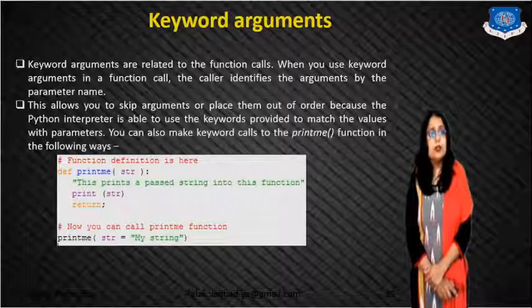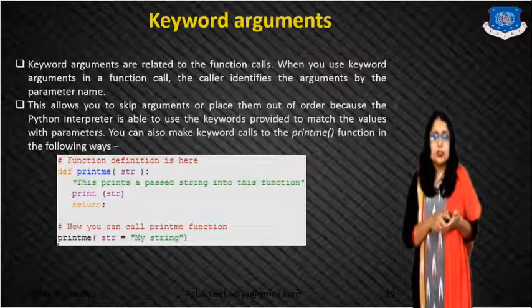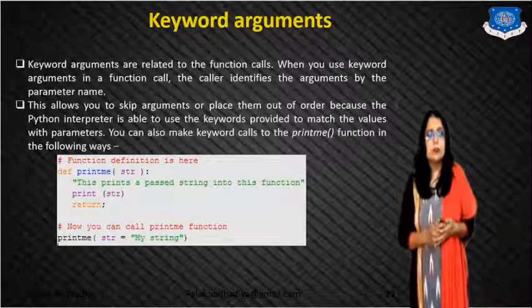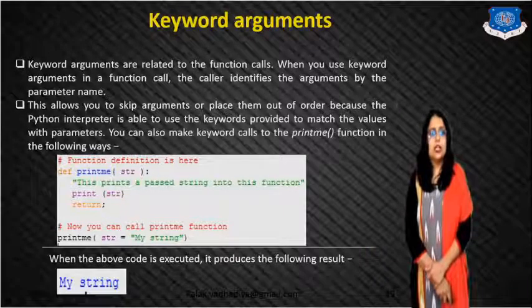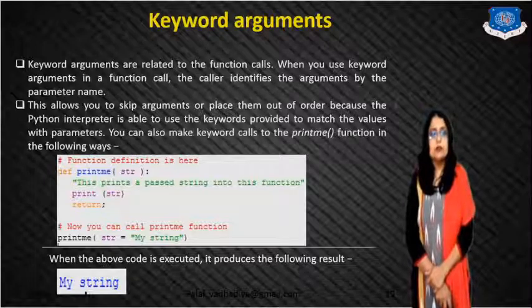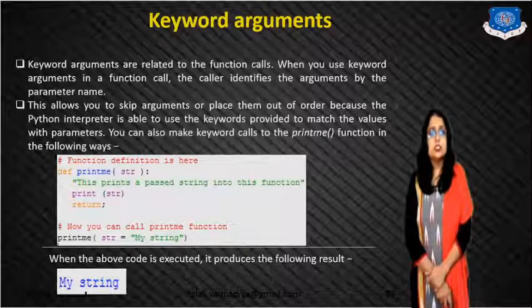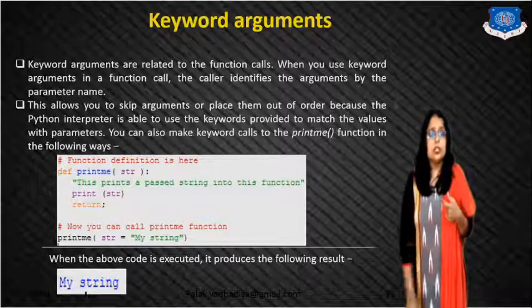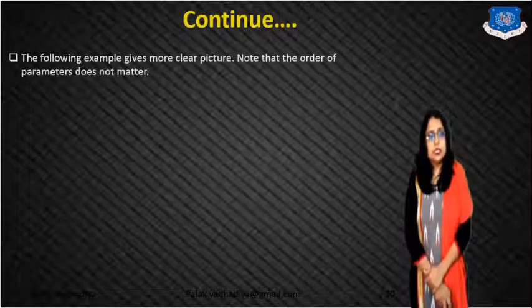So here I am writing printme, and inside that I am declaring one variable, str, whose value is my string. So when I run this, definitely I'll get the output: my string. So this is the example of a keyword argument. That means you have to define the keyword, that is str.